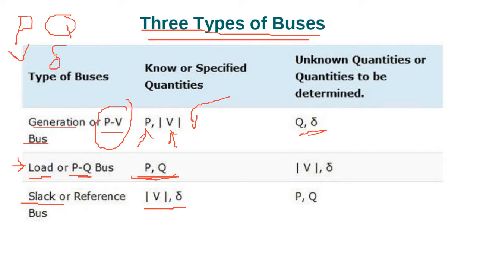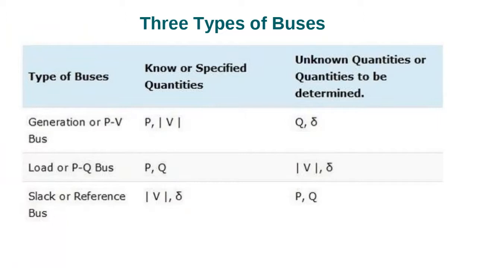Okay, for every bus we need this: P, Q, V, delta. So the buses here, as you can see, these are the ones which must be specified.